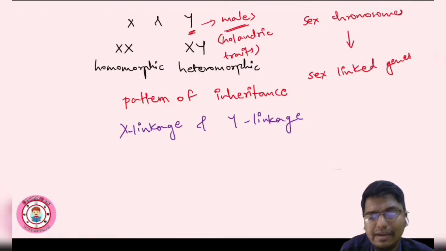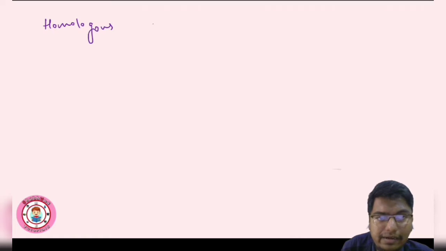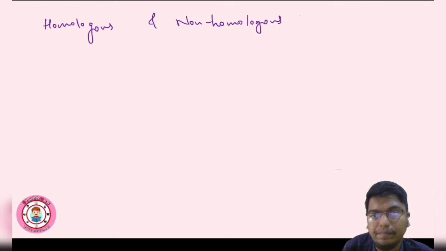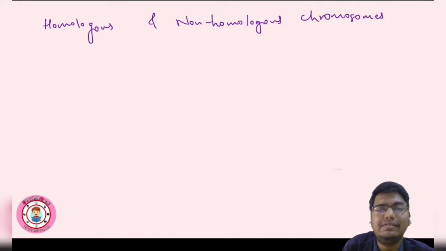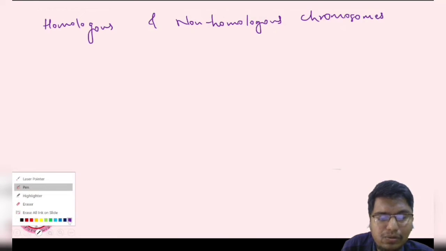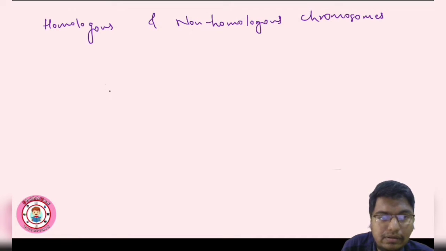As we have previously discussed in the chromosome video, homologous and non-homologous chromosomes. Homologous means the genes are there in both the chromosomes. When we link these words with the sex chromosomes, X and Y, we know in females there are 2X. Suppose I draw here, this is an X chromosome, again this is an X chromosome. This is XX in females.